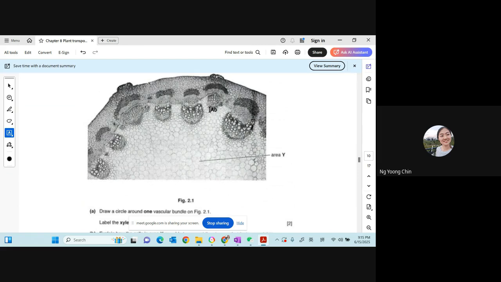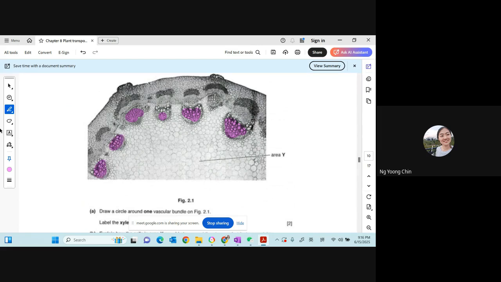See? You can see a very large hole, right? You can see my cursor. This one, very large hole. It's labeled here. See? Here is the xylem. See, they have very large holes, a larger hole size as compared to phloem.